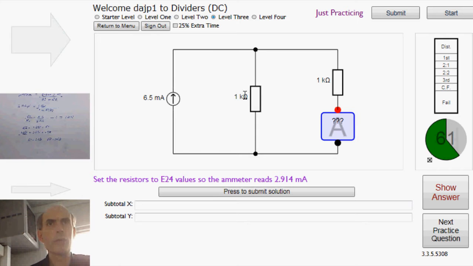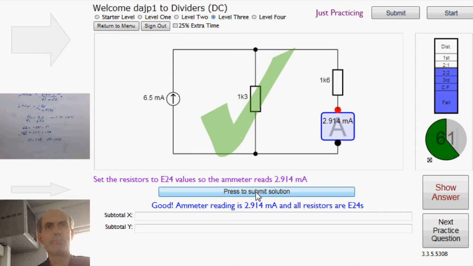And to change the values of these resistors, you click on the resistor value, press delete, and then type in the value that you want. In this case, 1K3 for that one, and this one, delete, 1K6 for that one, sorry, 1K6 for that one, and that should work. Yes. Okay, next type of problem.